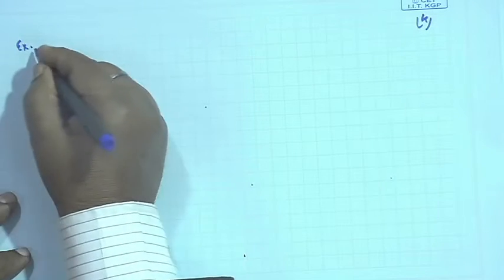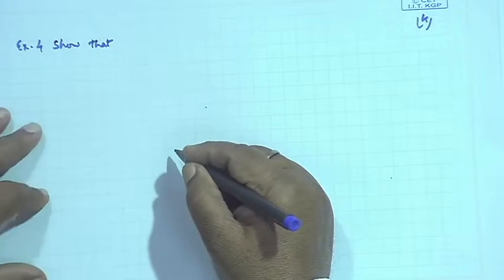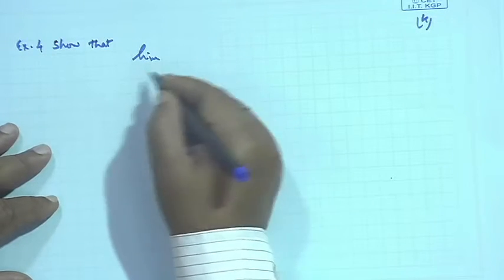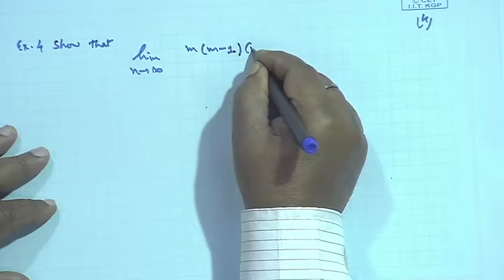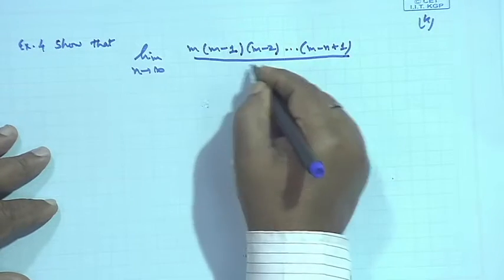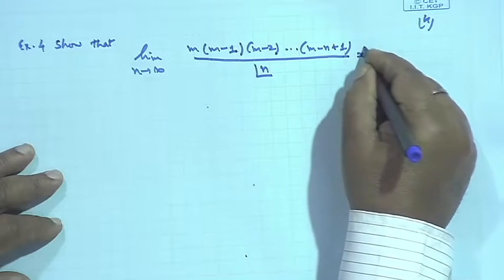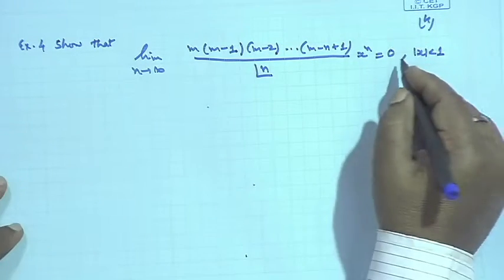The next result: show that the limit as n tends to infinity of m(m minus 1)(m minus 2)...(m minus n plus 1) divided by factorial n, times x to the power n, is 0, where mod x is less than 1. m is fixed, m is fixed.